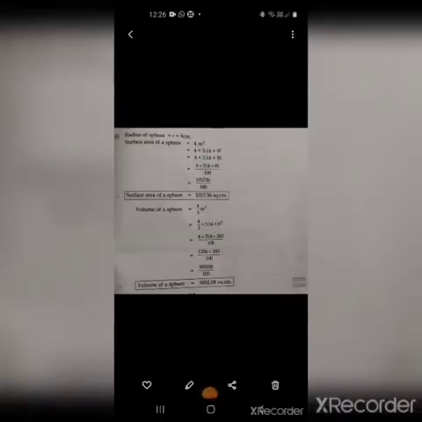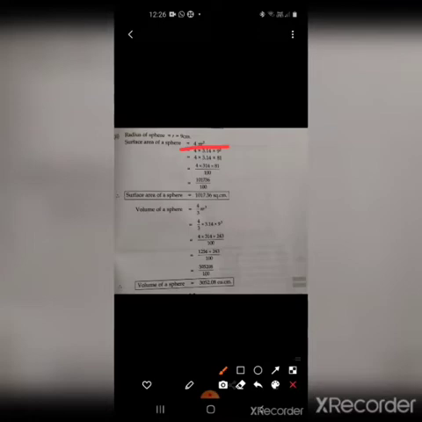Let us have an example of sphere. Radius of sphere r is given as 9 centimeter. We have to find out the surface area of the sphere. Surface area of sphere is 4 pi r square. Here pi value is given as 3.14 to use.